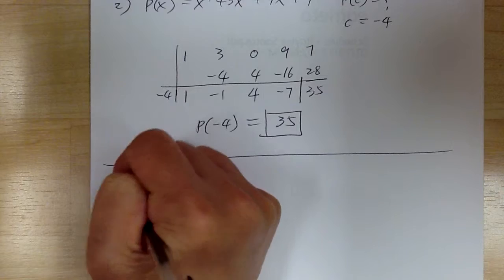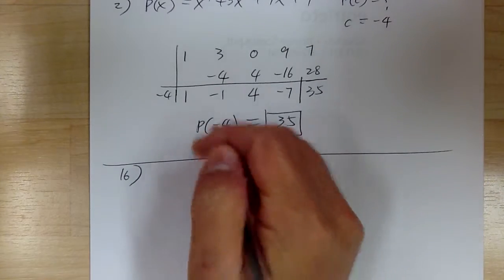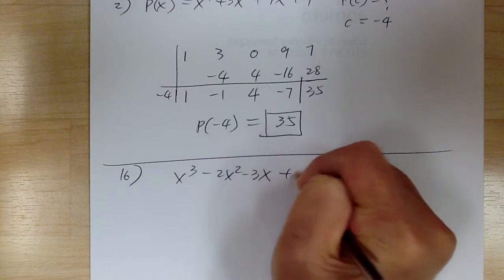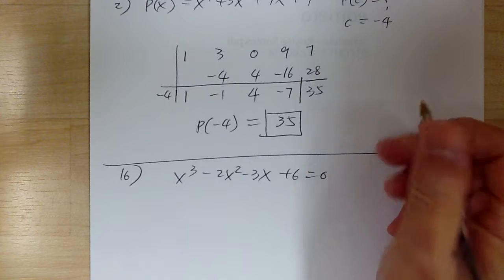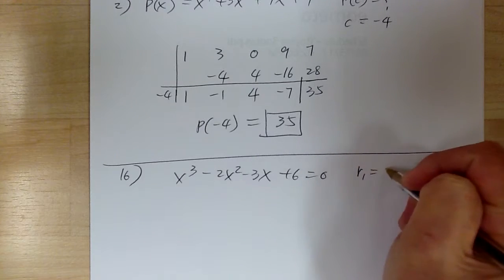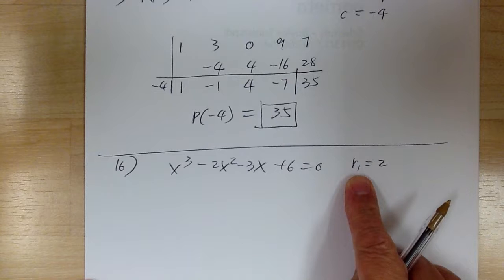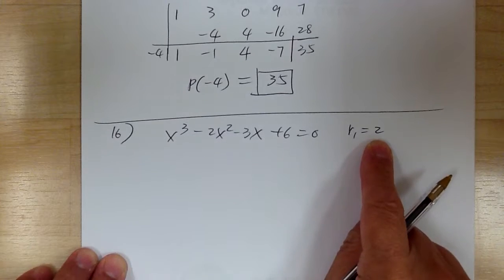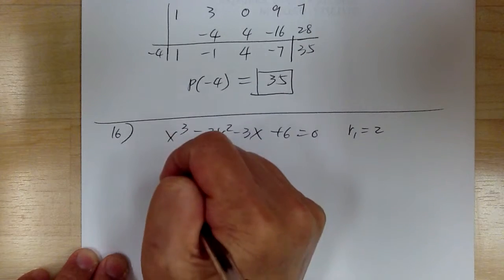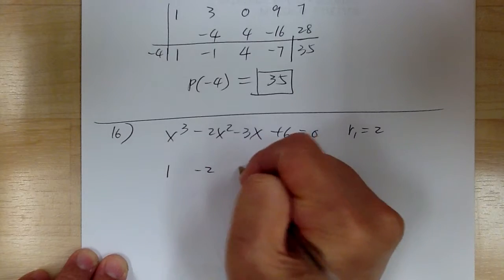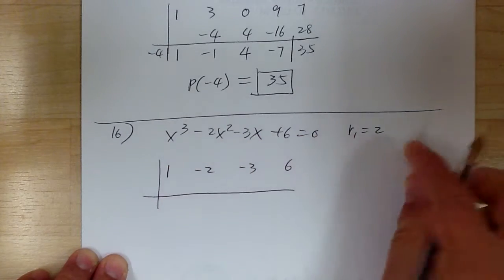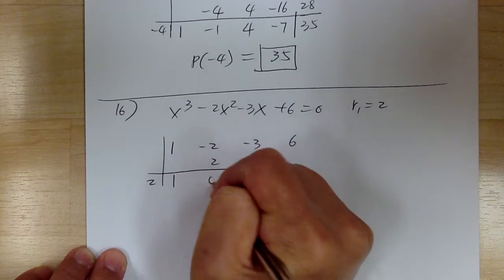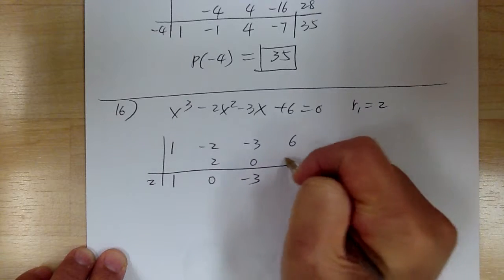Let's go to number 16. You have x cubed minus 2x squared minus 3x plus 6 equal to 0. And they give you one of the answers. They give you R1 equal to 2. Okay. So they give you one of the answers, and you have to solve for the other 2. Right? This is cubed, so you're going to get 3 answers. So they give you 1. So you want to use synthetic division to divide. So 1, negative 2, negative 3, 6. Now this is already solved, so don't make it opposite, right? So 2. So drop, multiply, you add, multiply, you add, multiply, you add.